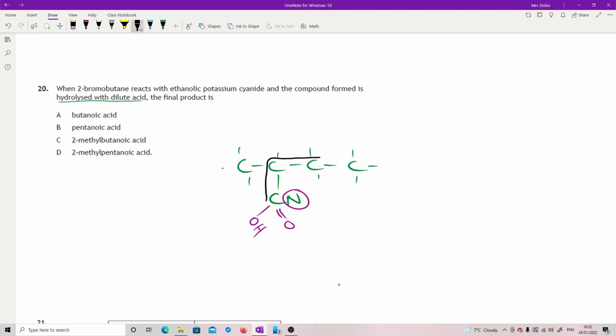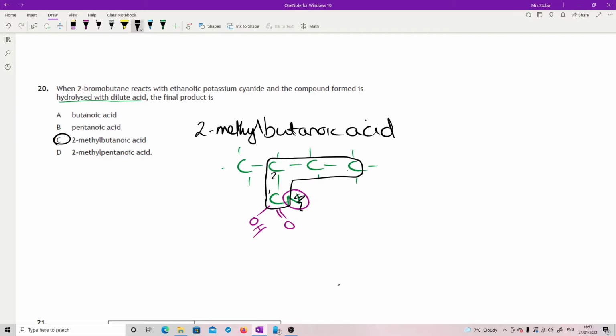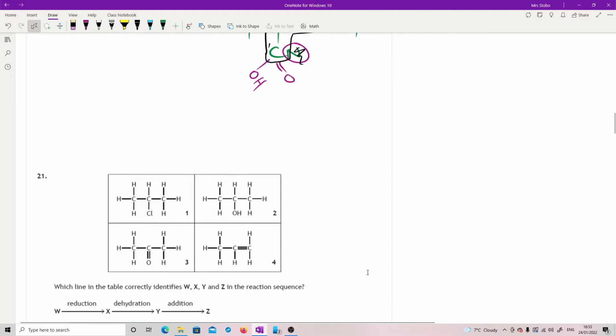So what we've produced is, here's our longest chain. Remember the nitrogen's gone. So I've got 4, so I've got a butanoic acid, and we number from the carboxylic acid group. So 1, 2, I've got 2-methylbutanoic acid. You just have to remember that you add in an extra carbon if you're adding in your cyano groups.